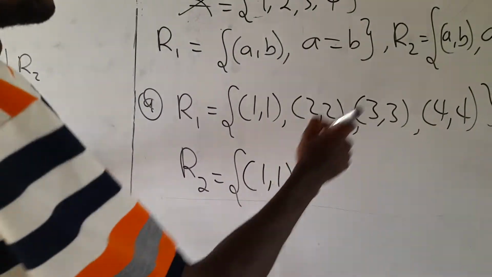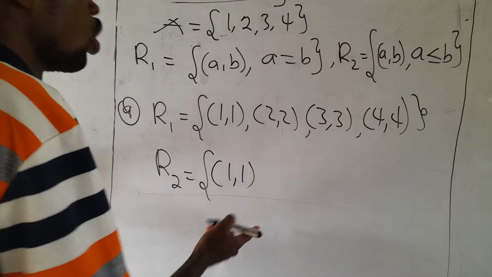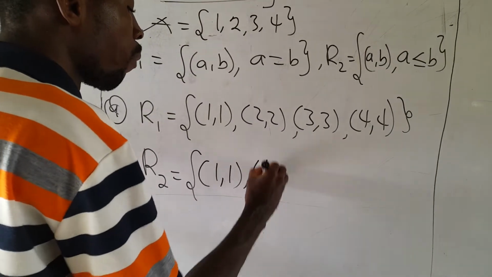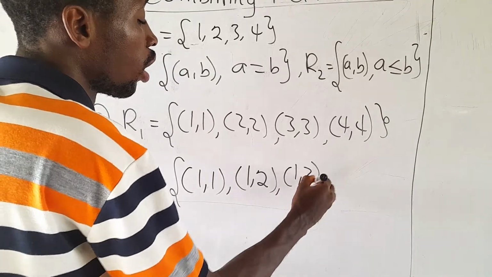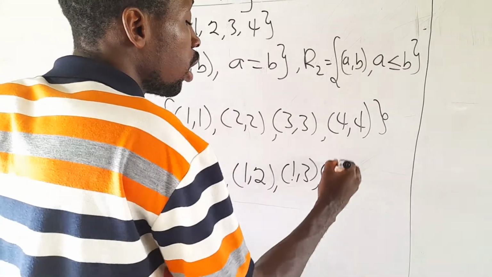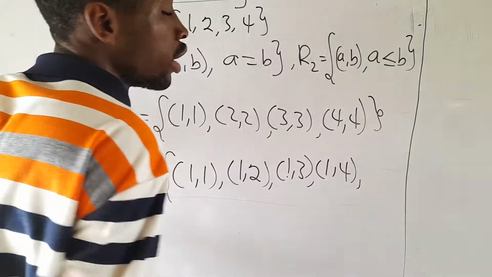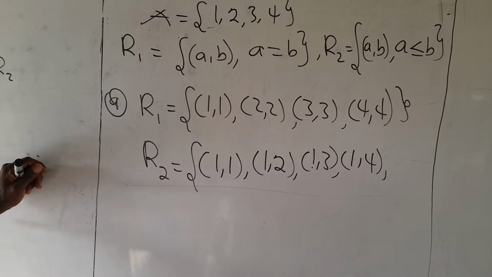Yes. 1 is equal to 1. It must be less or equal. So 1 is equal to 1. We can pair 1, 2. 1 is less than 2. 1, 3. 1 is less than 3. Then 1, 4. 1 is less than 4. I hope you get that.